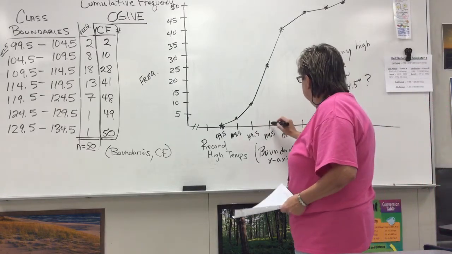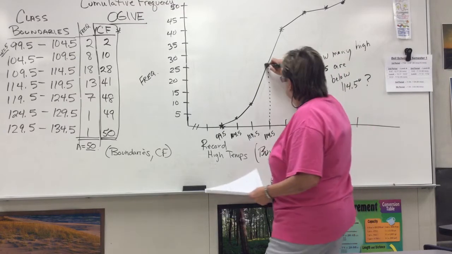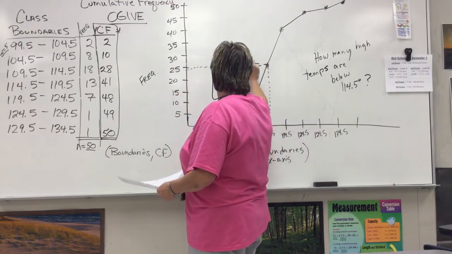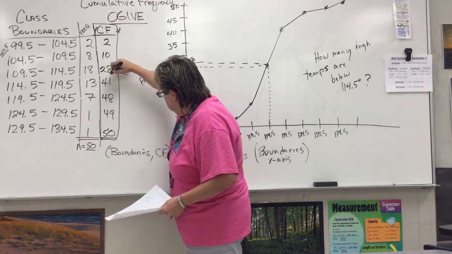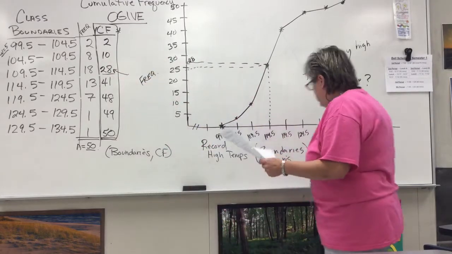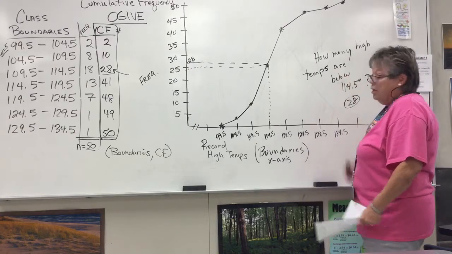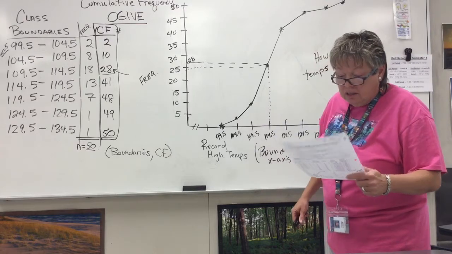Okay, so we come over here, we go up to this point right here, read back to the left. Okay, maybe that wasn't a very straight line, it should be up a little higher, but this should be right in here at 28. So you could say, hey, there's 28 temperatures that were below 114.5 degrees. Okay, so we could answer questions like that.